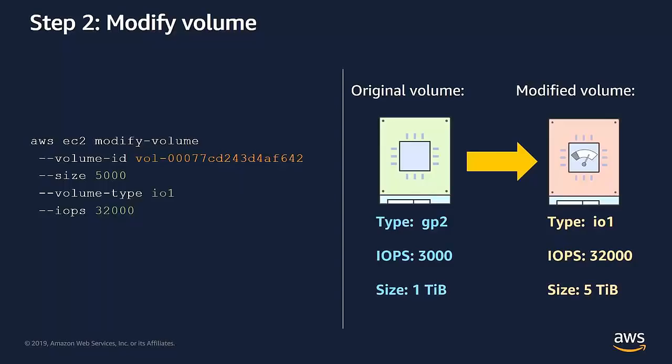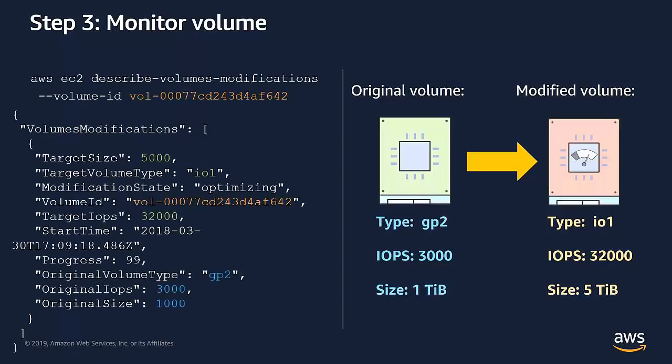In this example, we are going to modify our GP2 volume by changing it to an IO1 volume, significantly increasing the IOPS and increasing the capacity from 1 terabyte to 5 terabytes. These changes can all be made at the same time, as shown in the CLI command on the left. You can monitor the modification status of the volume by using the Describe Volumes Modifications command in the AWS CLI.